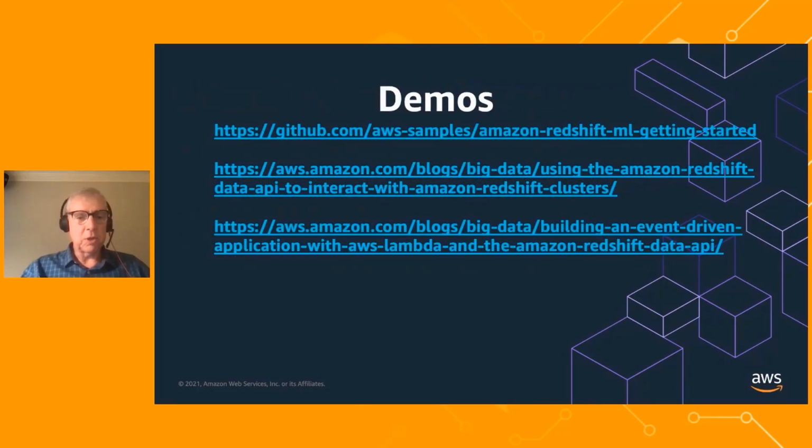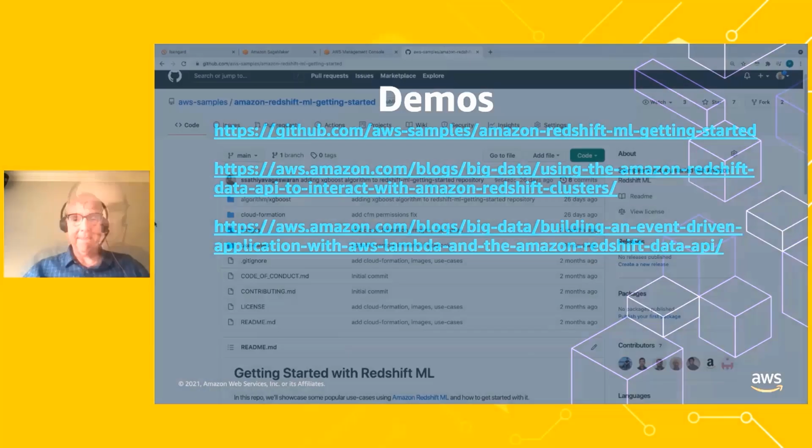For our demos, we're going to be leveraging a GitHub repository that you can see here. It's under AWS samples, Amazon Redshift ML getting started. We also have a couple of other links that may be of interest to you so that you can see how to do data API with Redshift and also build an event-driven application using AWS Lambda and the Amazon Redshift data API. So now let's get started and go do our labs.